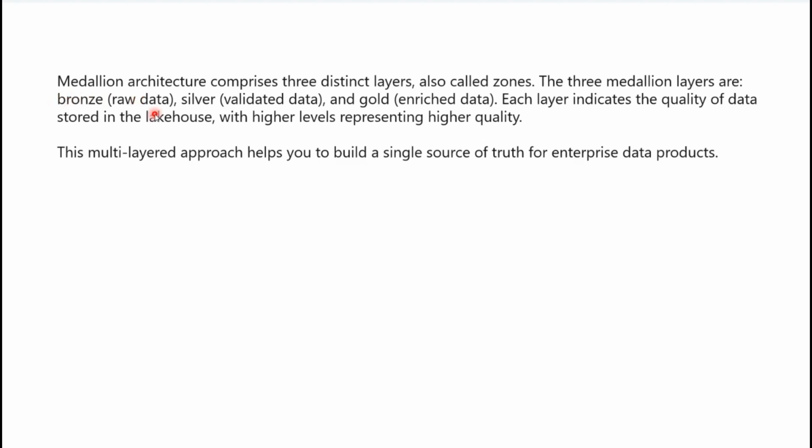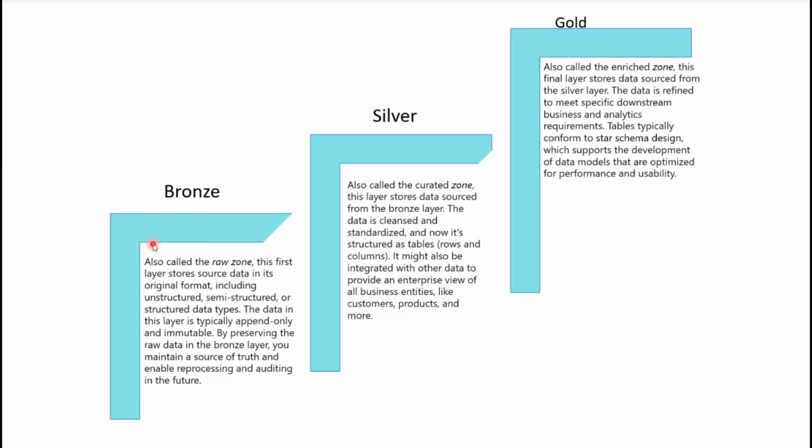So this multi-layer approach, this medallion architecture, can help you maintain the quality of the data. You have to follow this medallion architecture for sure in your organization. If you see here, this is bronze, silver, and gold. The bronze layer is also called the raw zone. This is the first layer, which stores source data in its original format, I can say.